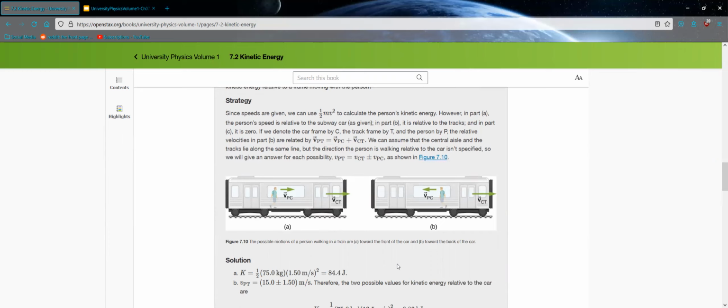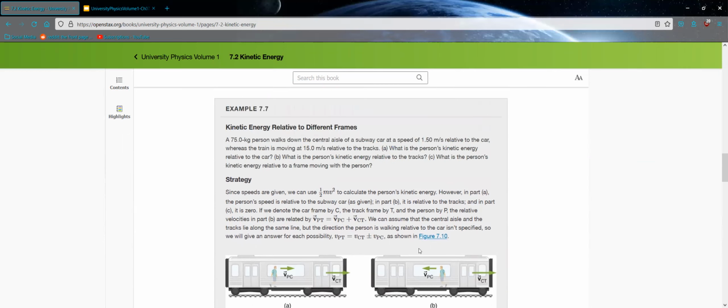However, we're going to keep in mind, as the picture dictated here, the direction the person's moving, whether up or down the car. Well, that doesn't really matter because the car is essentially stationary for this reference frame. So I don't care about that part. But when I go down to B and solve for the person's kinetic energy relative to the tracks, suddenly it plays a big factor. If the person's moving with the train, he's moving faster in reference to the tracks than if he's moving against the train's motion.